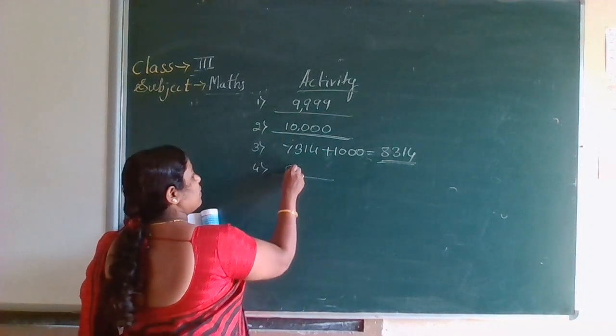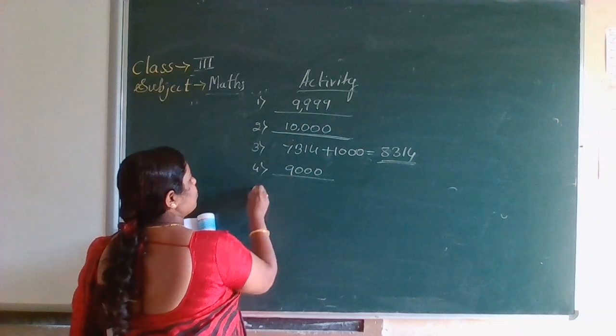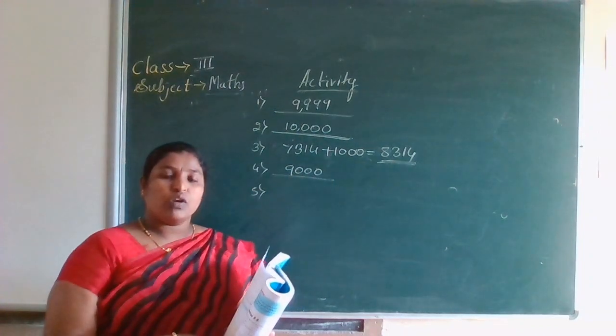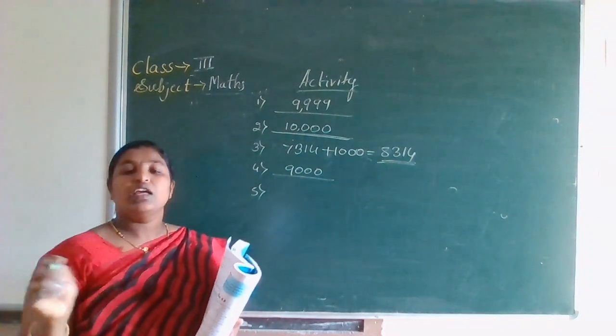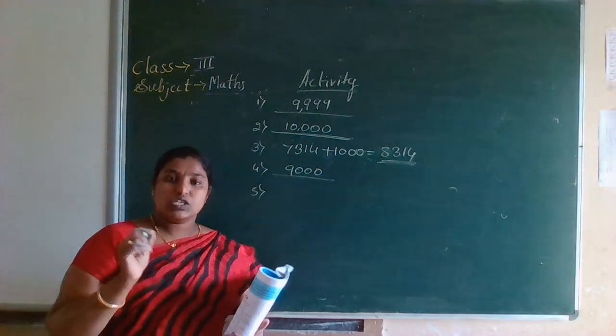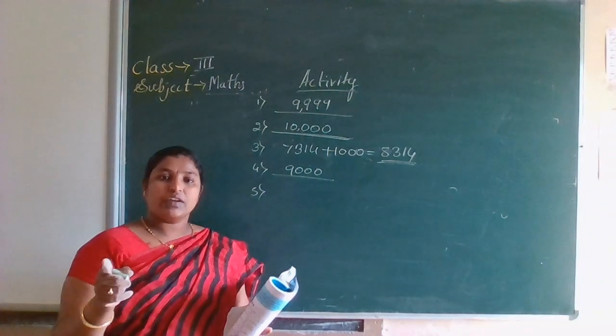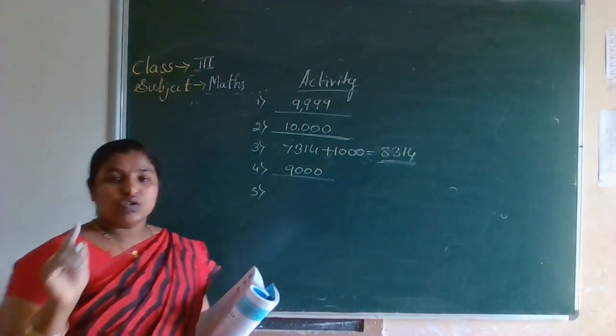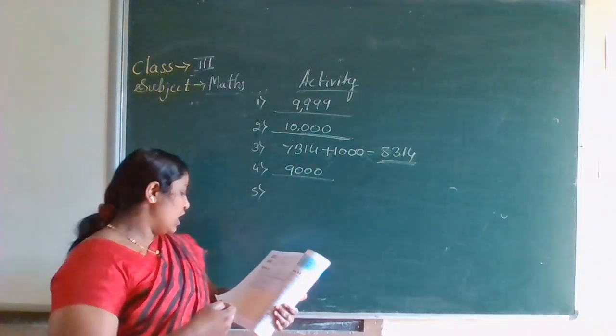Fourth one, the place value of 9 in 9,312. The place value is 9,000. Fine. You should write in your own. If you write, then only you have understood about the lesson. If you can't write the answers, then you did not understand the lesson. Okay? So try to write yourself all the answers.